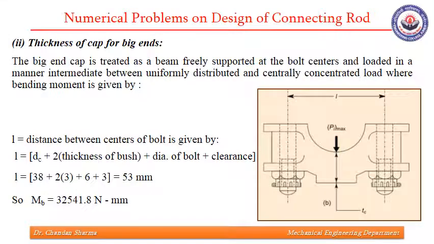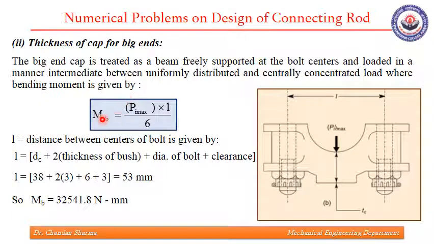Now we are supposed to find the thickness of cap for big end. We know the big end cap is treated as a beam that is freely supported at the bolt centers and loaded in such a way that it is between uniformly distributed and centrally concentrated load, and the bending moment in such a scenario is given by MB as Pi max into L over 6, where this is the load Pi max, this is length L, which is between two bolt centers.